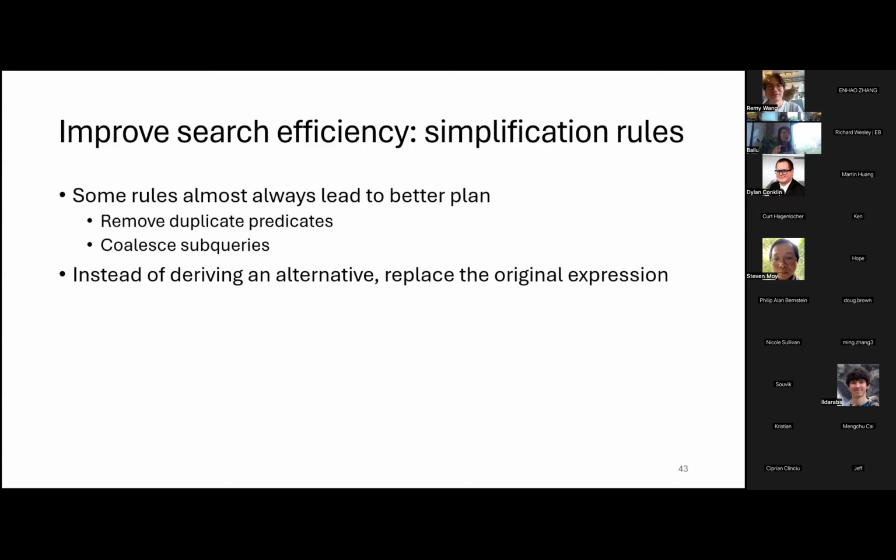Now, instead of deriving an alternative expression, it simply replaces the original expression with the transformed expression so that we can save a lot of derivation for the original expression. So this is one thing. In general, the simplification rules can be invoked as a pre-processing step before the actual query optimization to simplify the abstract syntax tree. But in some cases, you only find this opportunity of simplification during the search process after certain transformations. So the simplification rule can also be invoked during the query optimization process.